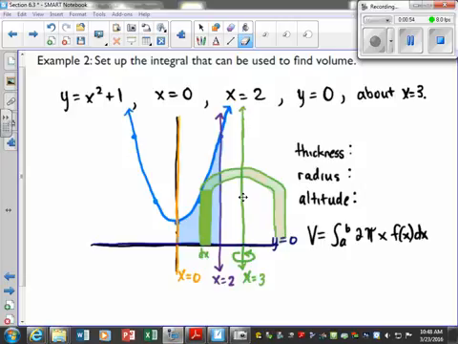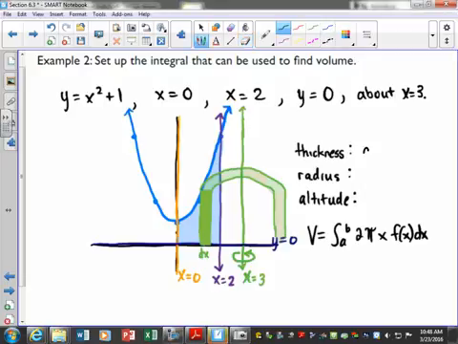Because it's shell method, I want my representative rectangle to be parallel to that. So that automatically denotes for us that this is going to be a dx. That means all of our variables are going to be in terms of x. And what about our intervals? In terms of x. Good. So that's kind of our mindset.